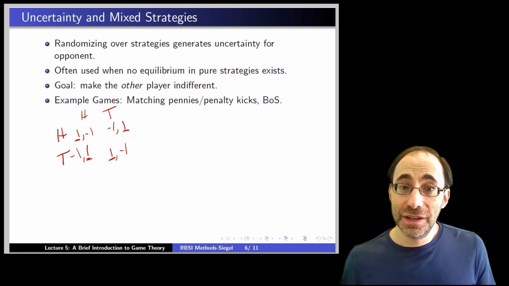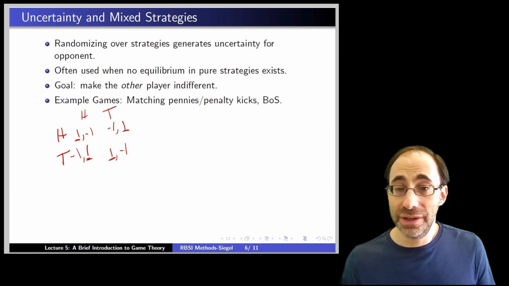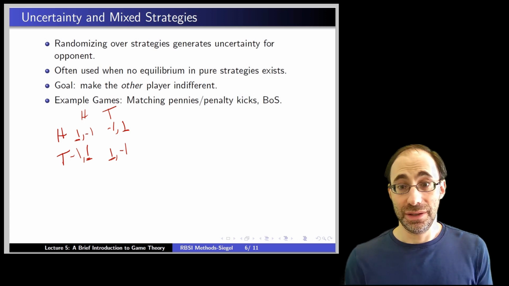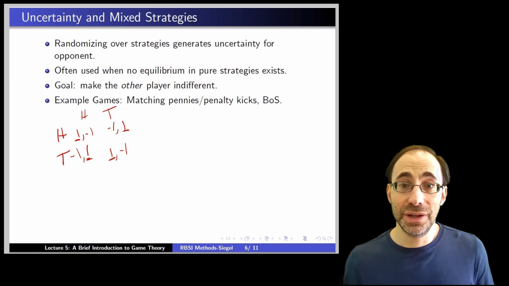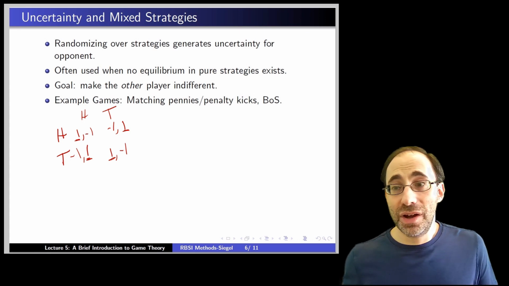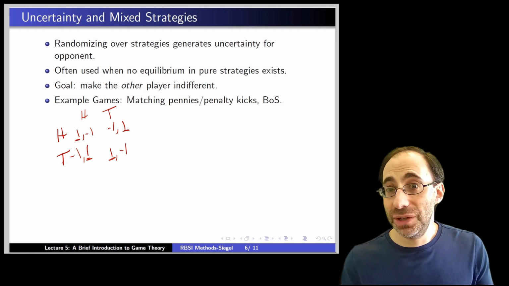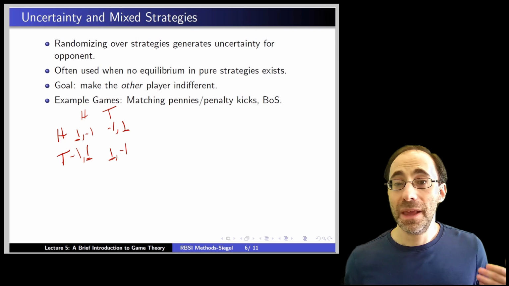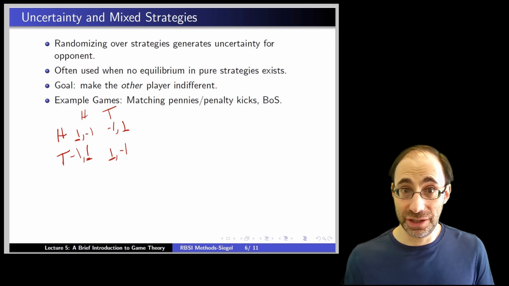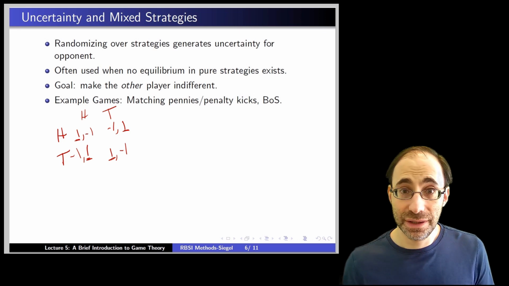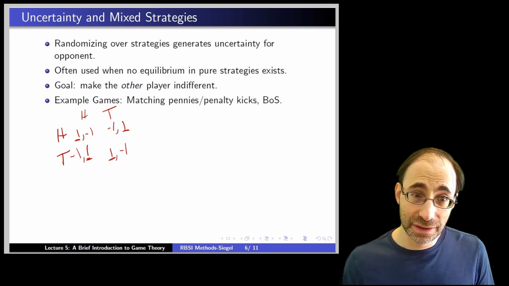And by randomizing, by flipping coins or rolling dice or whatever, they generate uncertainty for their opponents. And now the opponent is no longer sure what they're going to do. Because of that, we calculate expected utilities rather than just comparing utilities directly. And the goal is to choose your randomization in such a way as to make the opponent indifferent.